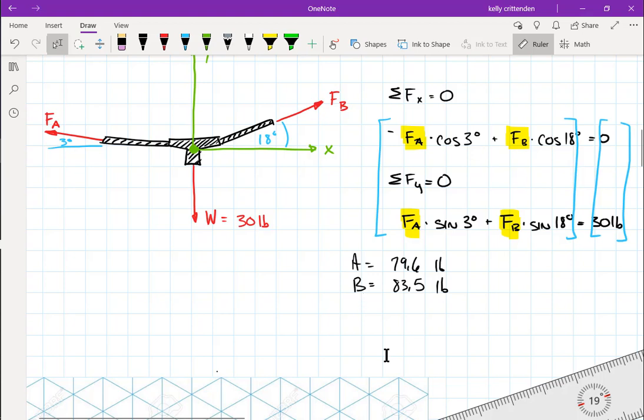One way to think about it is if FA and FB were perfectly vertical, then they basically split the 30 pounds. So they would both be 15 pounds. And then the further they get from vertical, the more force they have to have in them because the Y components are getting smaller and smaller, and that's the part reacting the 30 pounds. So I do expect them to be a good bit higher than the 30 pounds. So 80-ish pounds makes sense to me.